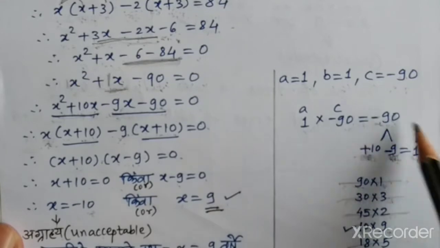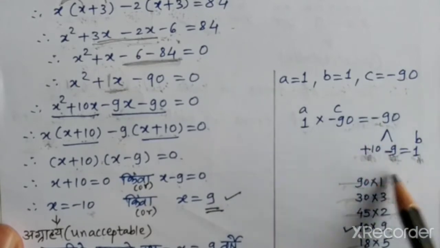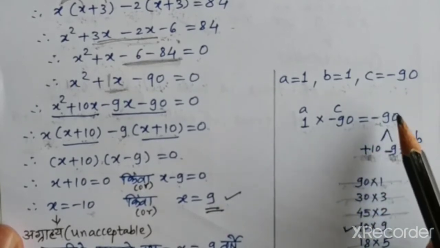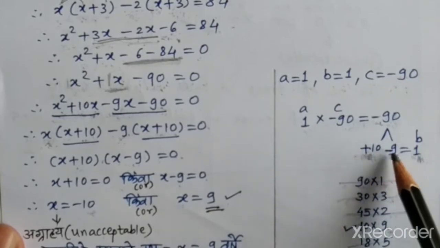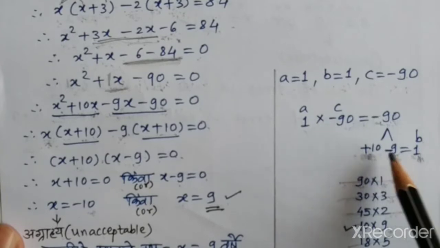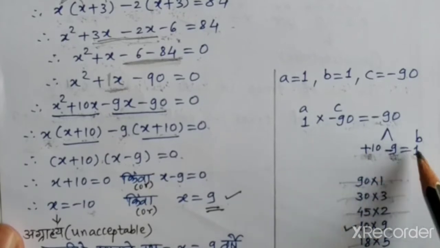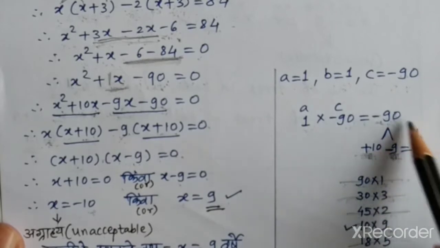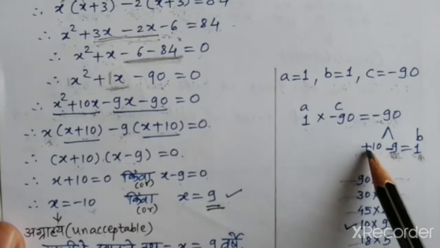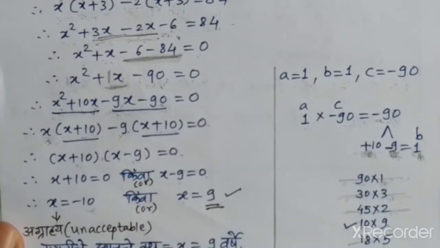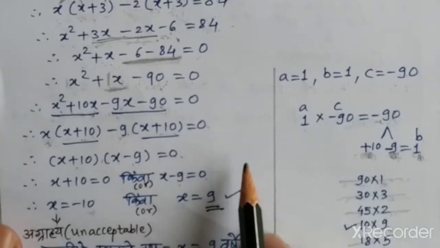Now check whether these factors satisfy both the conditions, the product and the addition or subtraction. Plus 10 into minus 9 is minus 90, and here, different signs, subtraction: 10 minus 9 is 1, and give the bigger number's sign, plus. So all the conditions are satisfied by these two factors. Consider these two factors and solve the quadratic equation.